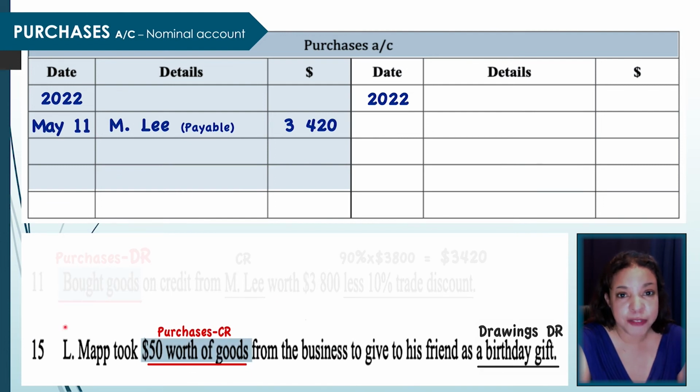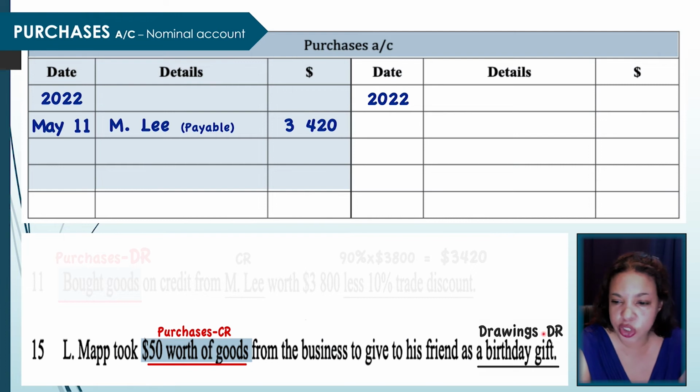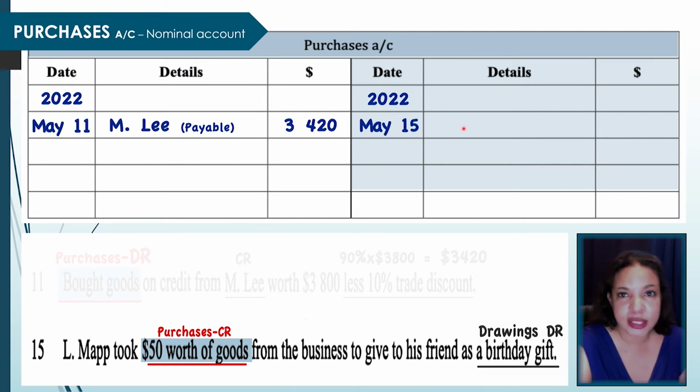For May the 15th, remember what we said? We looked at it. It was drawings debit, which means that the drawings came out of the purchases account, which is a credit. So which side are we going to go on? The credit side. And you're going to put the date. See, easy, one step at a time. What is the detail?